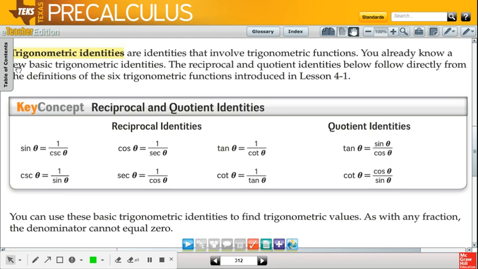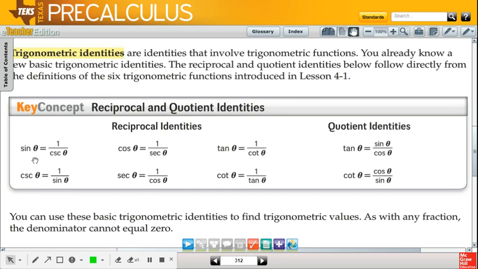You already know a few basic trigonometric identities. The reciprocal and the quotient identities below follow directly from the definition of the six trigonometric functions introduced in lesson 4-1, which in our case is 4.1. So within the concept of the reciprocal and quotient identities, sine theta is equal to 1 over cosecant theta. So this is what I'm going to be talking about when it comes to reciprocal identities.